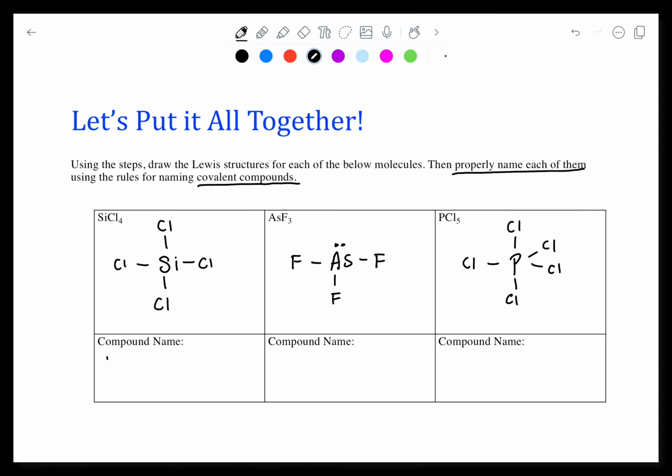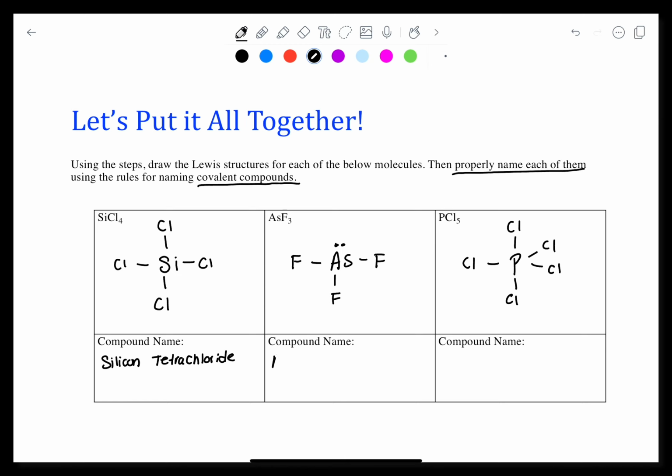So we have silicon tetrachloride. So remember, if it's the first one and there's only one of them, we don't use mono. So it's silicon, we name it as is. Our next one we're going to name but add IDE to the end, so that would be chloride. And then to the front we add the number. There's 4 of them, so that would be tetra. Remember, we use the Greek prefixes, so tetra, not quad. So tetrachloride.